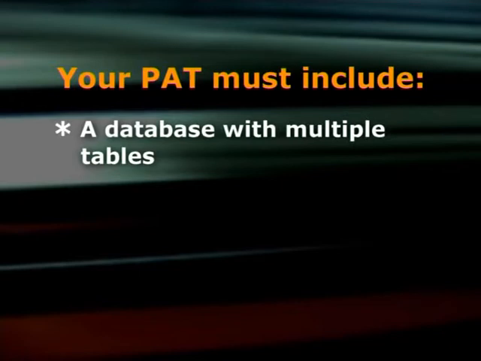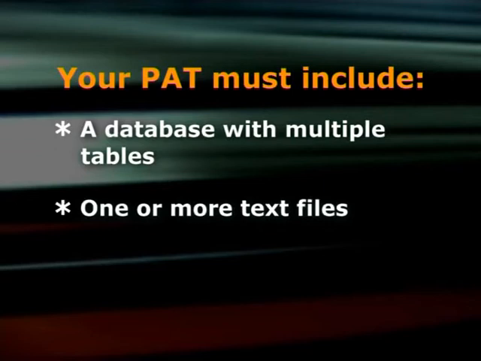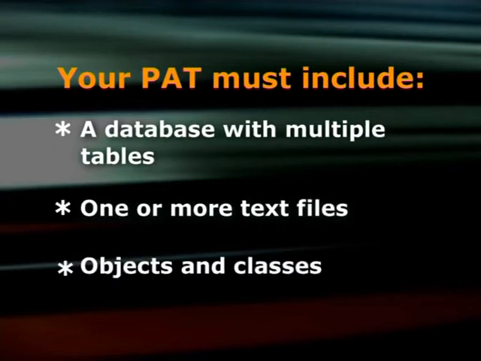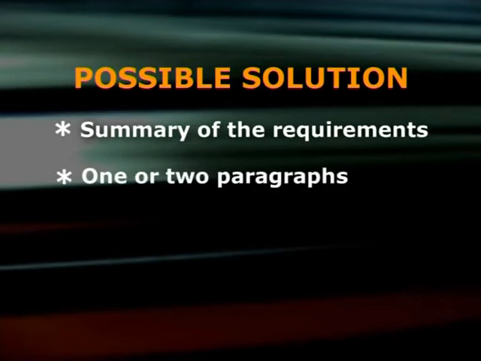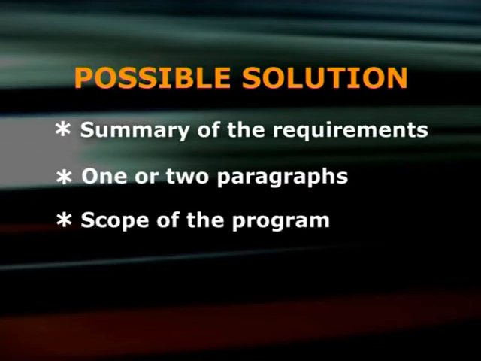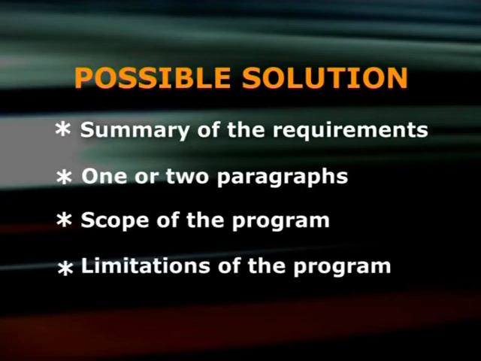When you do this for your PAT, keep in mind that your PAT has to include certain things. A database with multiple tables. One or more text files. Objects and classes. The possible solution is presented in this way. A summary of the requirements written as 1 or 2 paragraphs, showing scope of the program, showing limitations of the program. Remember, the scope of the program refers to what it can do. Limitation refers to what it can't do.